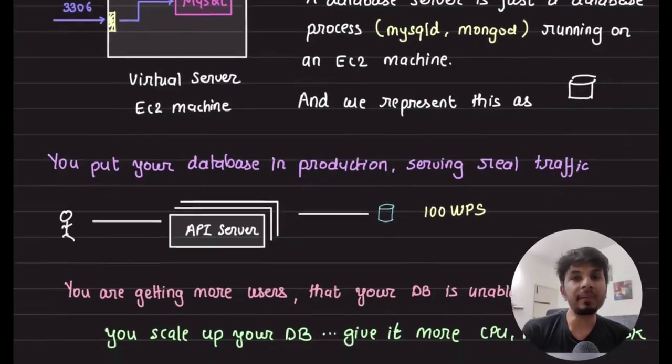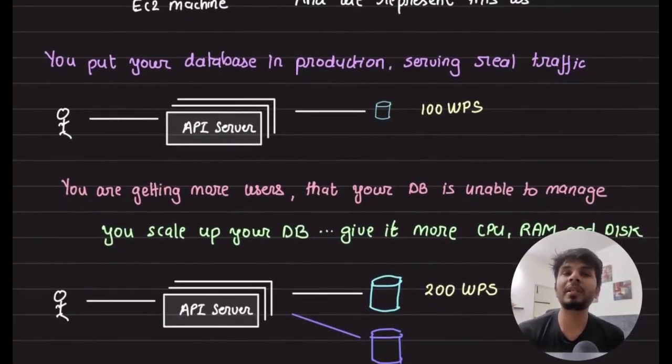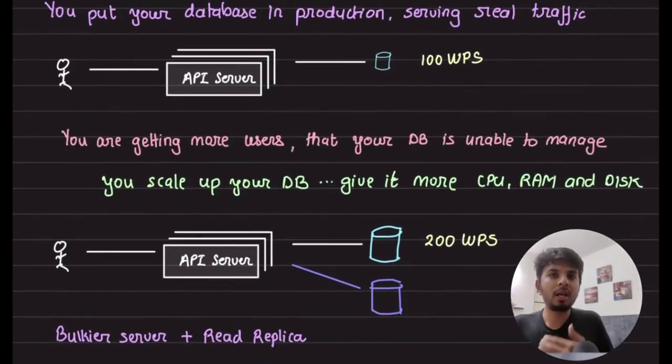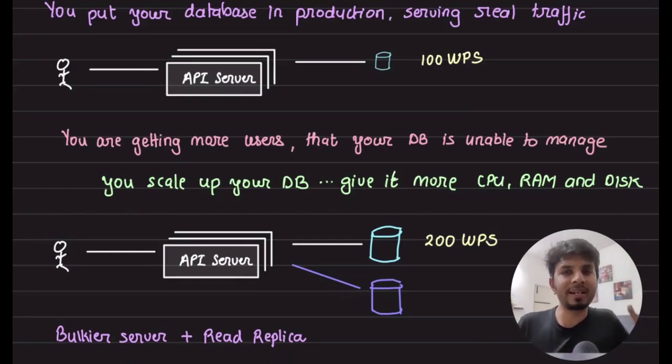Now, every database has a limit on the number of requests that it can handle. Let's say we have a teeny tiny database to start with, and this database handles 100 writes per second. It's a good enough load, and your database is fast enough to handle that much. But now, let's say you got a few more users, so now you'd want to handle, let's say, 200 writes per second.